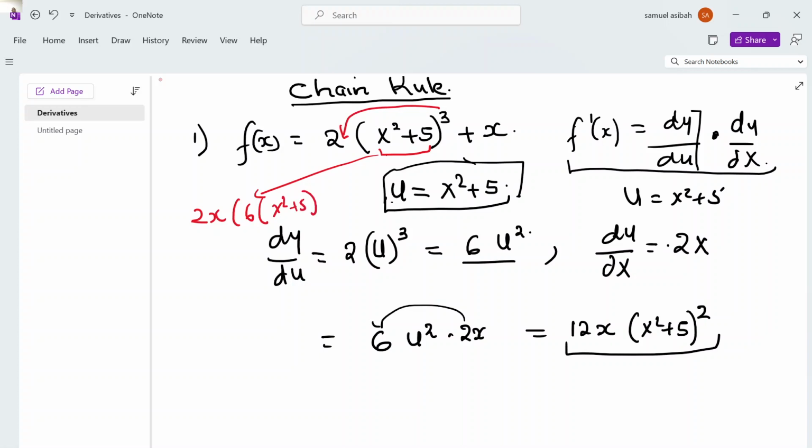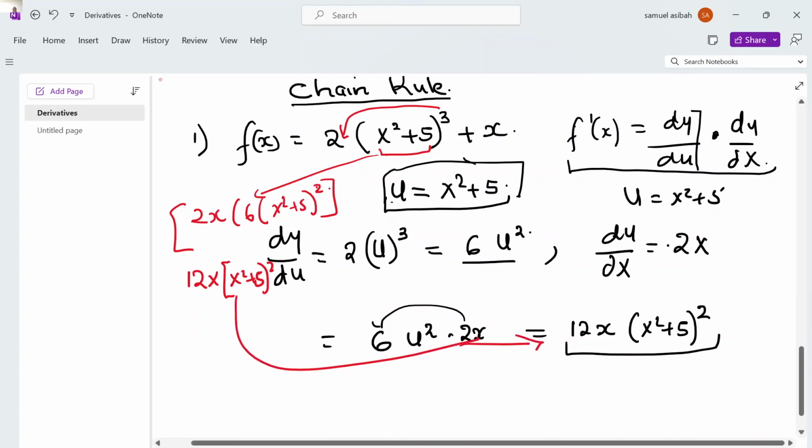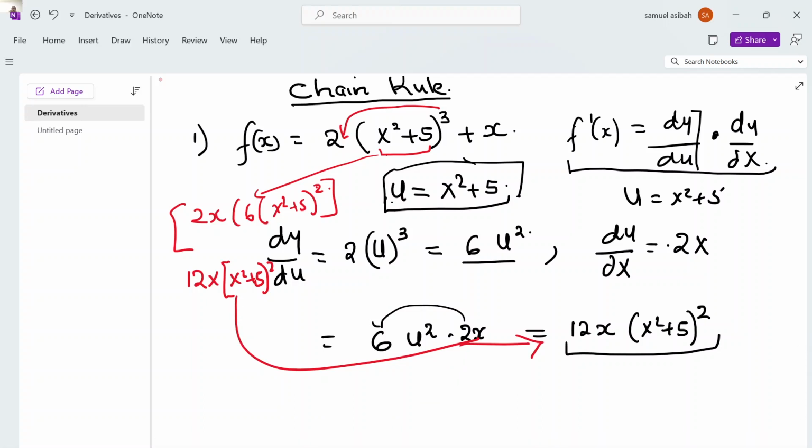Then, when we have this, we are raising it to power 3, so it will be power 3 minus 1, which is 2. So anybody can still use that power as a shortcut for the chain rule. When you multiply, you still get the same solution, which is 12x times (x squared plus 5) raised to 2. But you look at it differently from the experience that you are going to get.